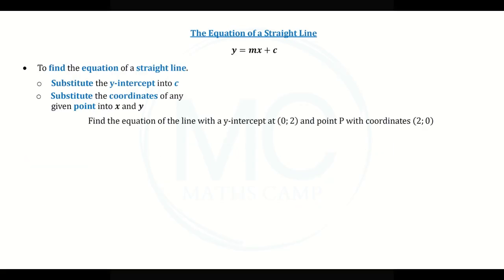Let's do another one. Find the equation of the line with a y-intercept at (0, 2) and point P with coordinates (2, 0). Now you don't need a diagram to find the equation of a straight line. In this case, all we need is the y-intercept and another point. The y-intercept sits at (0, 2), so our c value is 2, and we can make a note of it over here. So the equation for this line will be y is equal to mx plus 2.